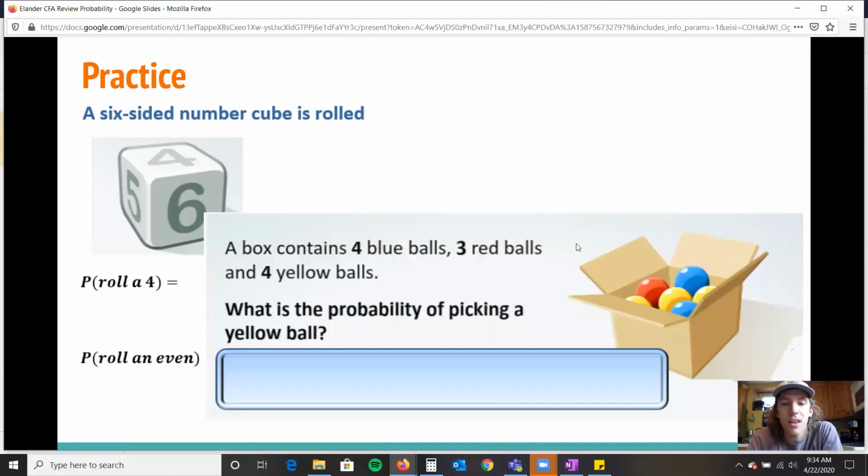All right, so a box contains four blue balls, 3 red balls, and 4 yellow balls. What is the probability of picking a yellow ball? So again, there's no experiment being done here. What's the theoretical probability then of picking a yellow ball? What do you guys think?